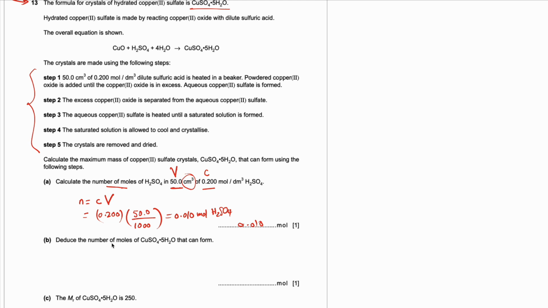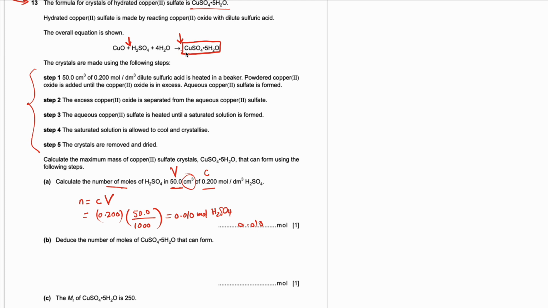Next, deduce the number of moles of copper sulfate hydrated salt that can form. Now, once again, if he's asking for a number of moles, you have to check the ratio in the balanced chemical equation. And the ratio here, as you may see, 1 mole of sulfuric acid forms 1 mole of that whole hydrated salt. Okay, so the ratio is 1 to 1. It means it's exactly the same number of moles of sulfuric acid. So if you got 1, it's going to be 1. If you got 2, 2, 3, 3, whatsoever you have in the sulfuric acid is going to be exactly the same in hydrated copper sulfate.